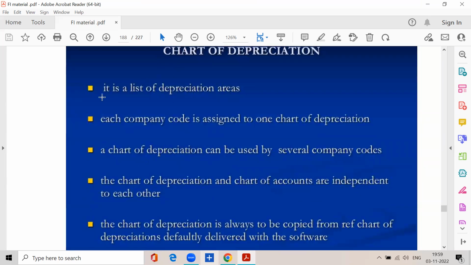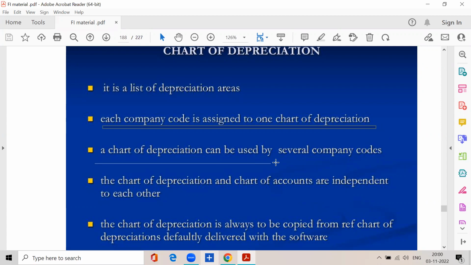Then chart of depreciation. Chart of depreciation is a list of depreciation areas. Each company code is assigned to one chart of depreciation. It is mandatory. Remember, it is mandatory that every company code should be assigned with one chart of depreciation. Without assigning the chart of depreciation to the company code, you cannot configure asset accounting. Compulsory, we have to assign the chart of depreciation to the company code.